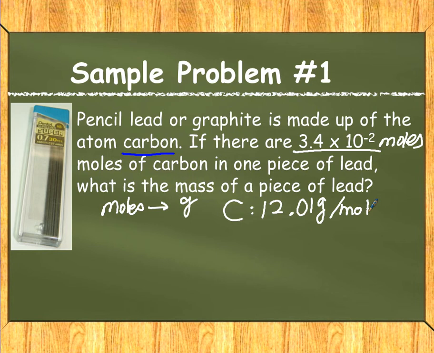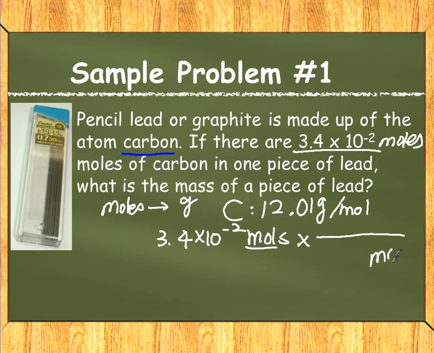Now, we're going to start off with the unit that's given to me, which is in moles, right? So I have 3.4 times 10 to the negative 2 moles. Now, this is what I would tell everyone. This is what you have, right? Times, and then do a fraction bar. The unit that you're given is always going to be at the bottom if you want to cancel it out. So what do you want the unit to be here? Moles, right? Grams per mole.